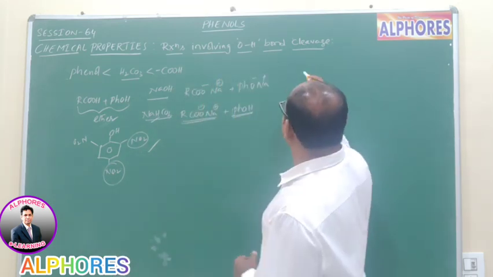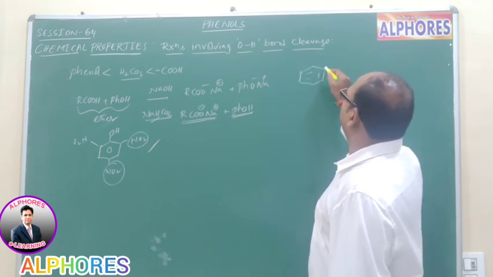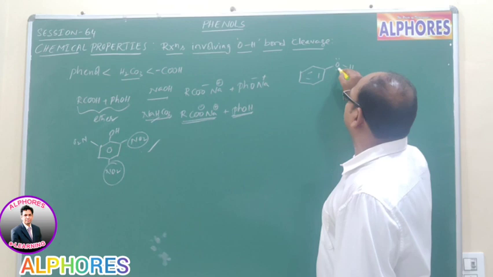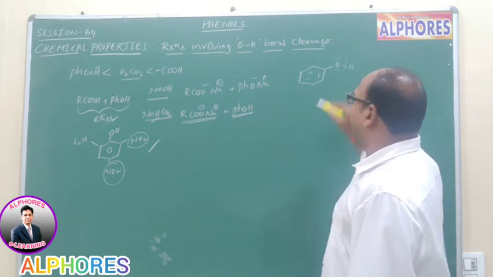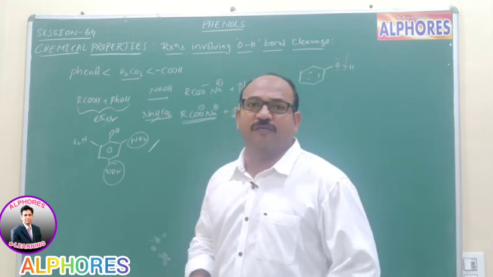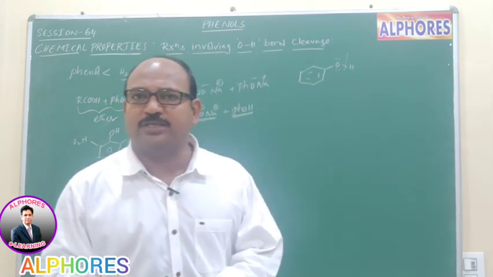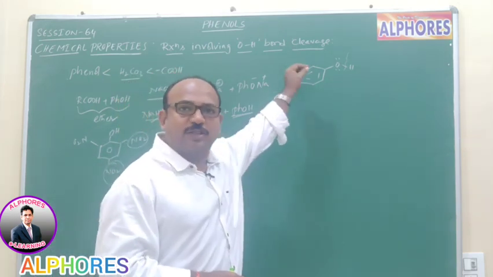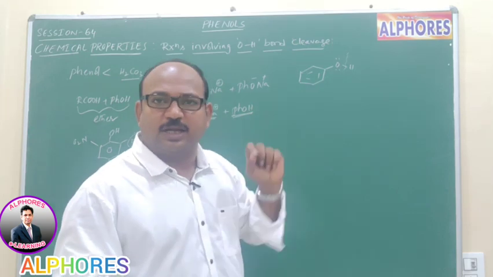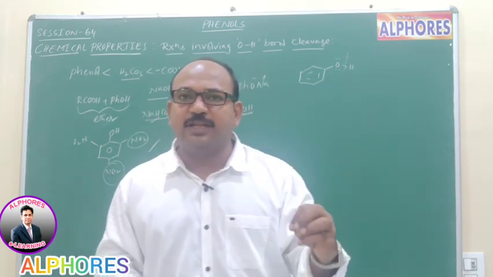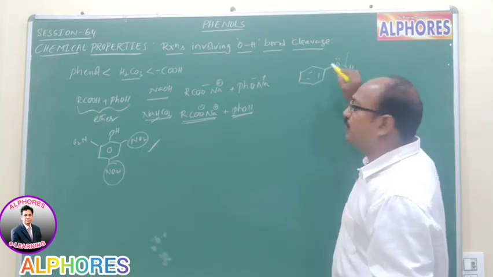Now, in phenols, what are the reaction sites for learning chemical properties? It is very clear: by cleavage of the OH bond. The properties we learn through OH bond cleavage are what we call the acidic properties of phenol. So whatever properties we learn by cleavage of the OH bond are nothing but acidic properties of phenol. And is there any scope to break the C-O bond?